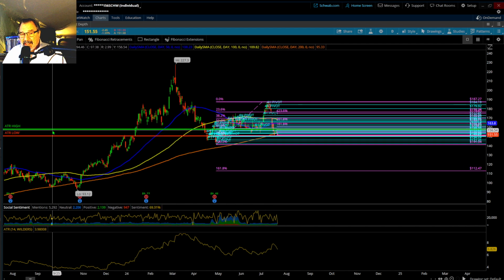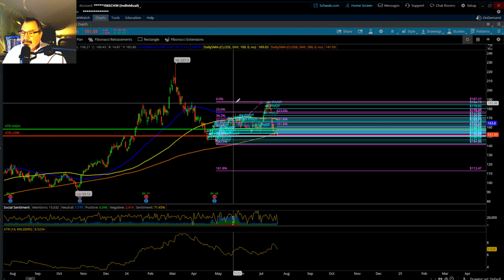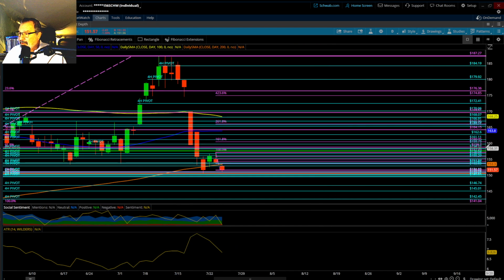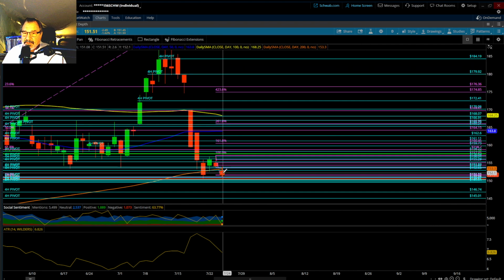But the first thing you do is you need to find out what your ATR is. So you have the ATR range, high and low. Well, first of all, look at the close of day. So the close of day is 151.40.